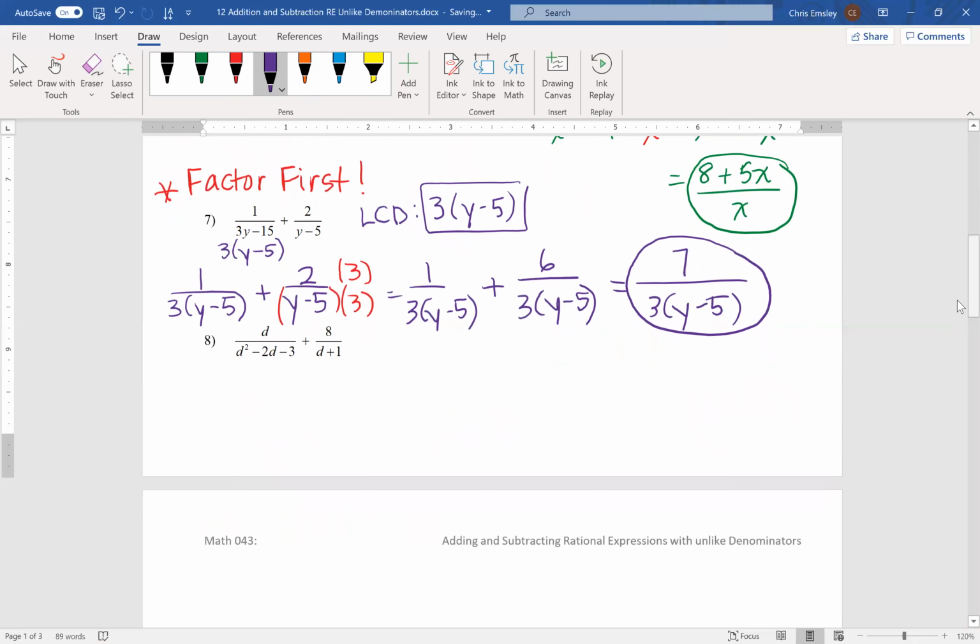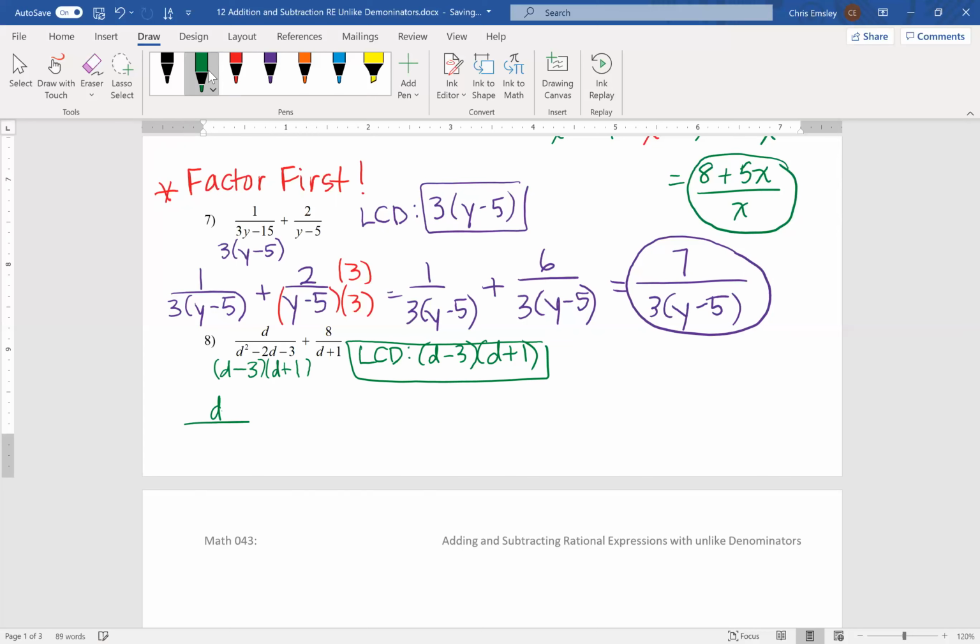Okay, another one. We need to factor the denominators first. So let's start there. We need to factor this denominator from our first fraction. D squared is d times d. And 3 can only be 3 times 1. Check on our signs. To get a negative 2d in the middle, we need a minus and a plus. And that means that our LCD for this one has to include all the factors from our first denominator. And the second denominator is already covered. There's already a d plus 1 in there, so that's good to go. There's our LCD.